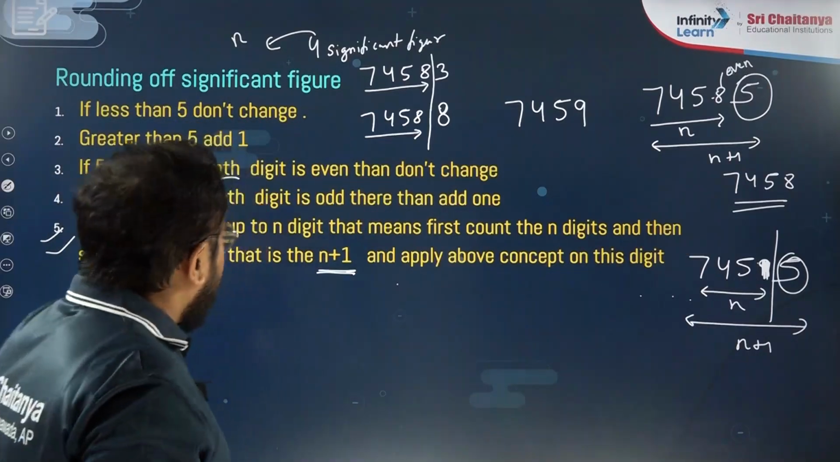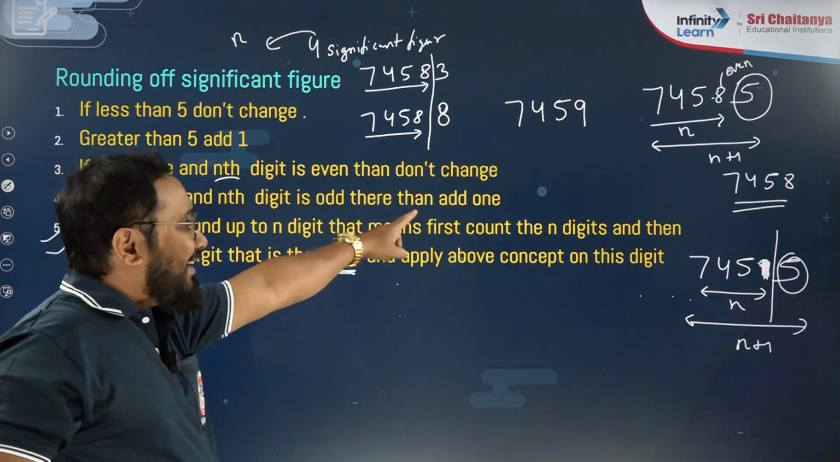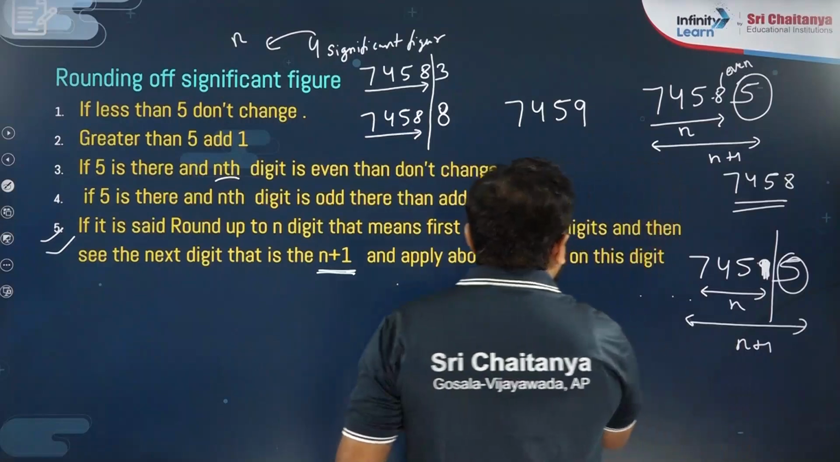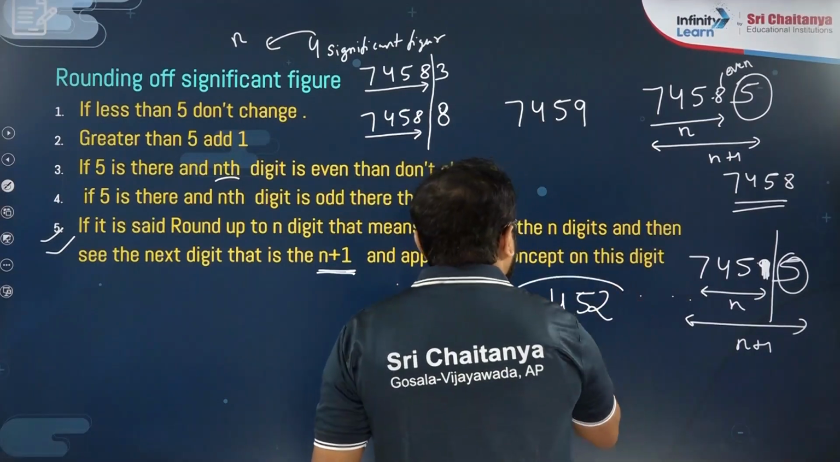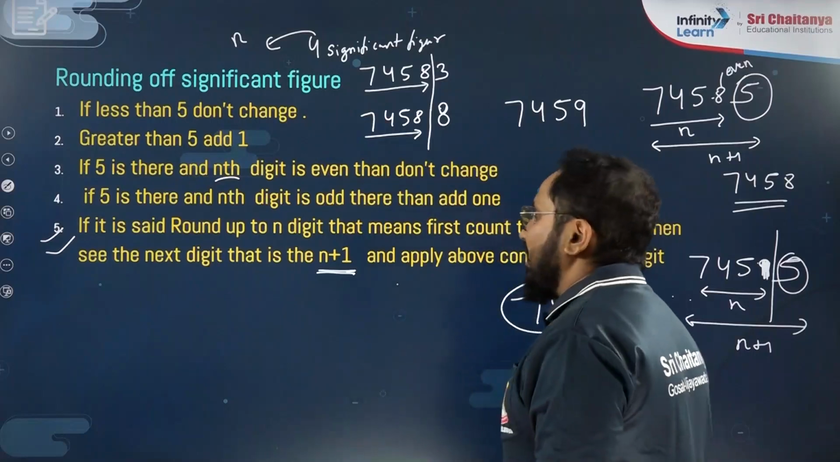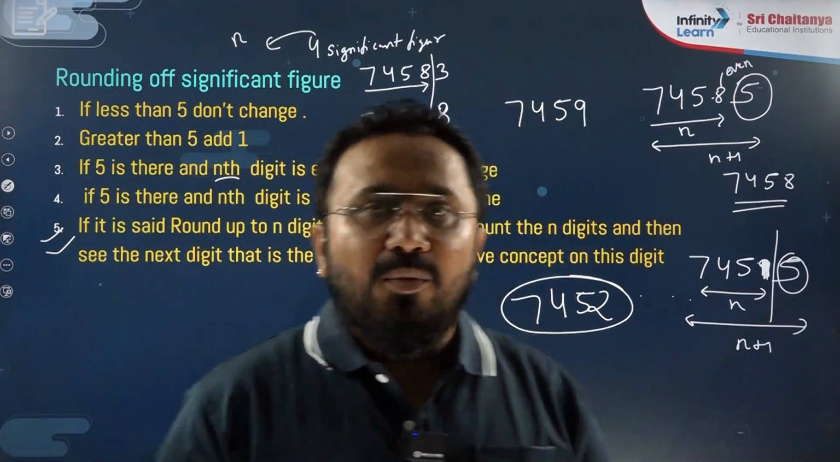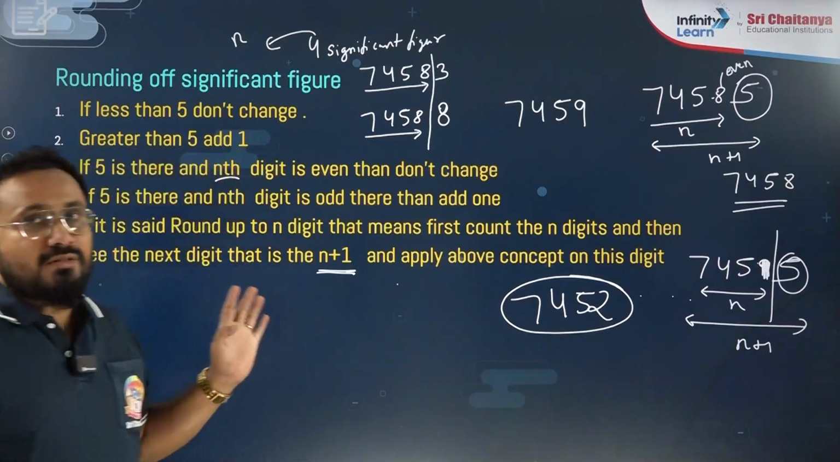So if an odd number is there, what are they saying? If the nth digit is odd, then add 1. You are going to do rounding off. It will become 7, 4, 5, 2. This is the concept for significant figures. Learn all these 4 points. You will surely do all the questions based on this.